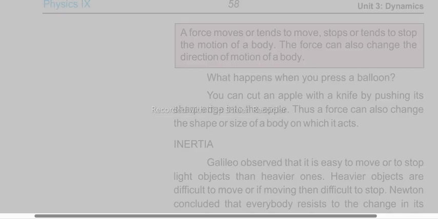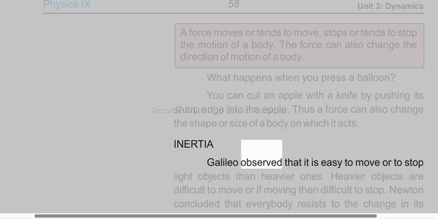Physics 9, Unit 3, Dynamics. A force moves or tends to move, stops or tends to stop the motion of a body. The force can also change the direction of motion of a body. What happens when you press a balloon? You can cut an apple with a knife by pushing its sharp edge into the apple. Thus a force can also change the shape or size of a body on which it acts.